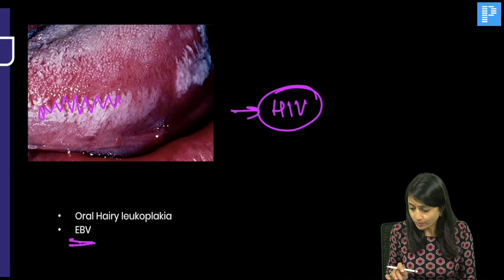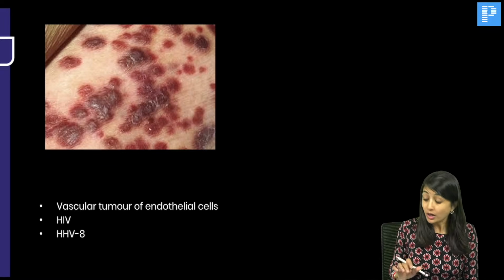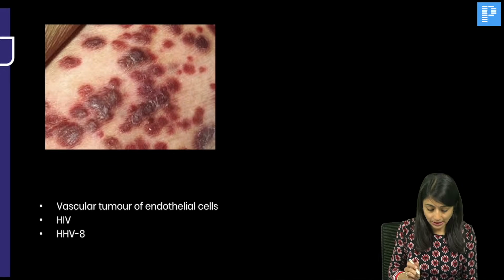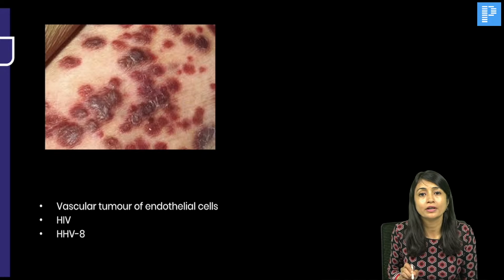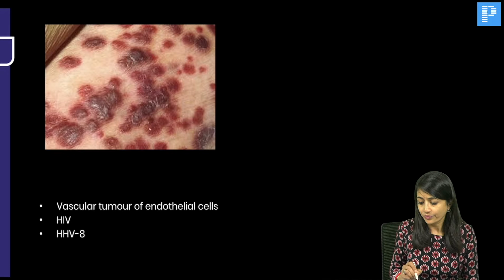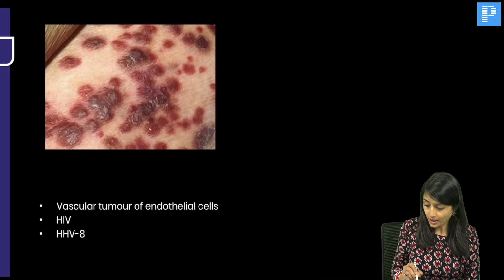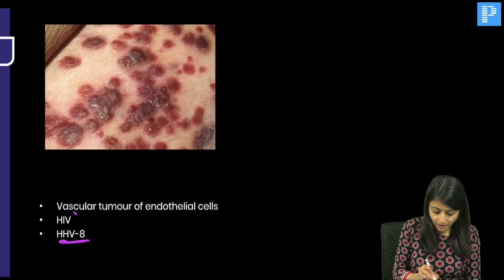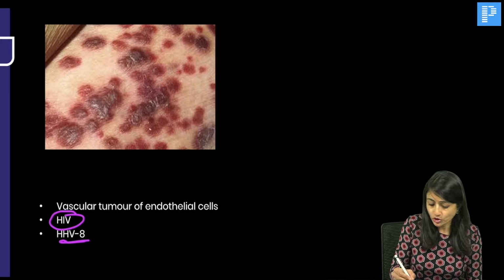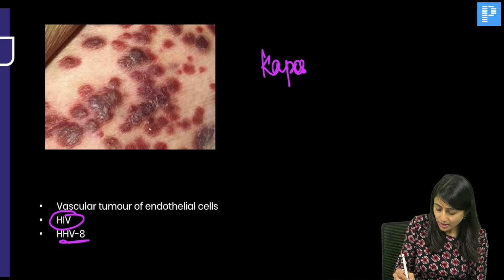Okay, no, it's not pre-malignant, you're right. Sorry, I mean it is not a malignancy. What is this? Another image which is very commonly given. Yes, it is caused by HHV8. It is again seen in HIV individuals. So this is Kaposi sarcoma.